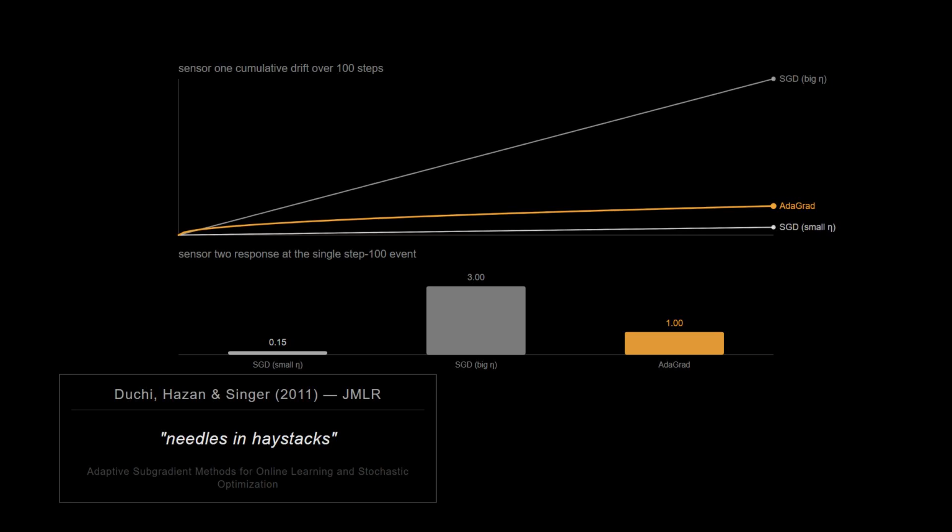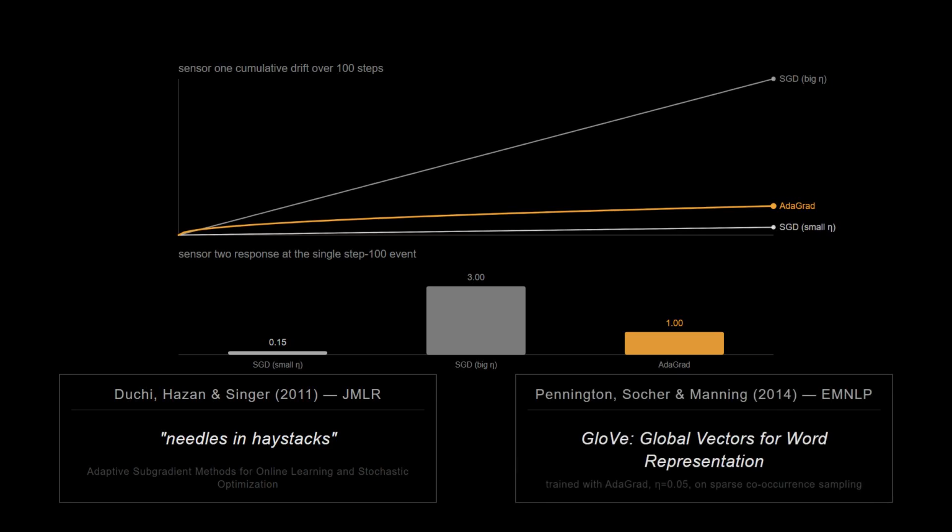Sensor 2, whose history stayed near 0 right up until its one real event, still moves a full unit, smaller than the 3 units big eta gradient descent gave it, but delivered without wrecking Sensor 1 at all. One hyperparameter, both wins, no fixed step size can do that.